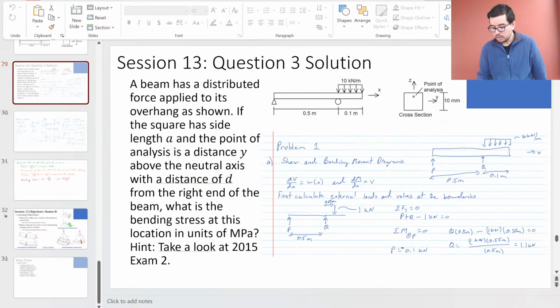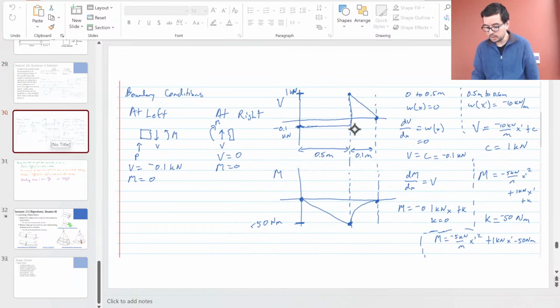In this region over here, there is no distributed force being applied. So the integral of 0, which is what you would use to calculate the internal shear force, is equal to 0 plus a constant. So for that region, we see that it's just flat.